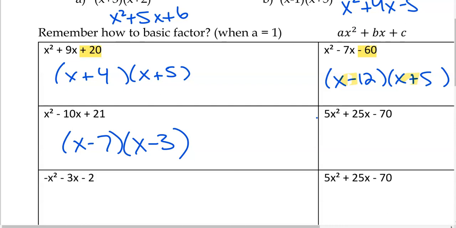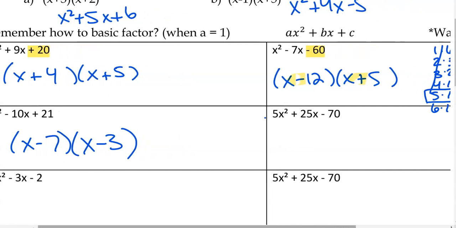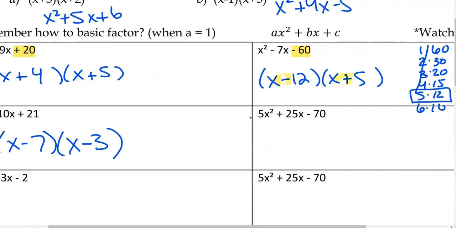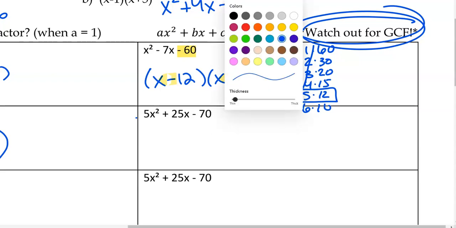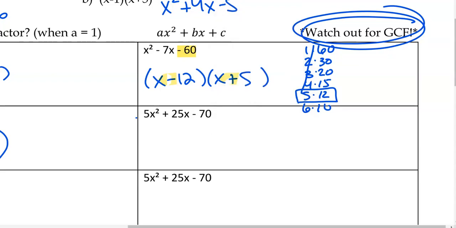All right, well, what's going on with the next one? That is not a 1. That is a 5. Yes. Over here it says watch out for GCF. What does GCF mean? Greatest common factor. Here I can divide each term, and it has to be each term can be divisible by that 5.